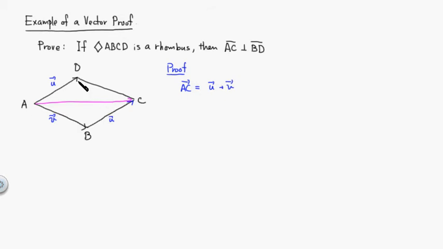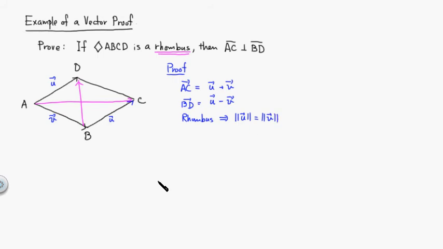Using the same idea, if you want to find vector BD, we can go backward on vector V, so it's negative V, and forward on vector U. Then what else is given? Since it is a rhombus, which means that two adjacent sides are congruent, the rhombus gives you that the norm of vector U is equal to the norm of vector V. They have to be the same length.